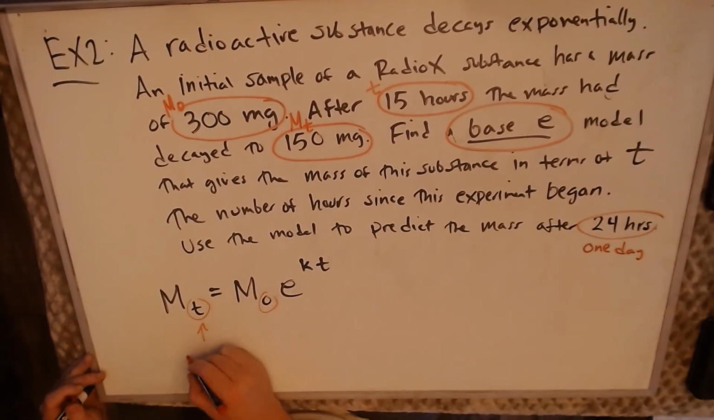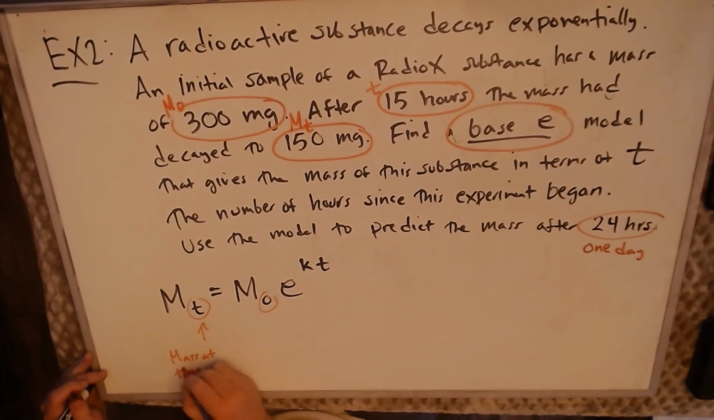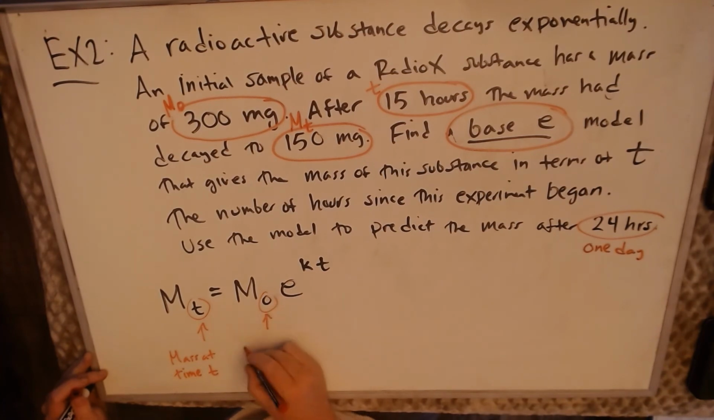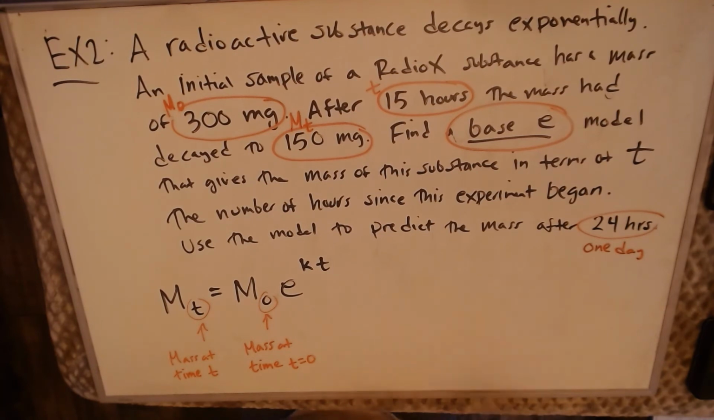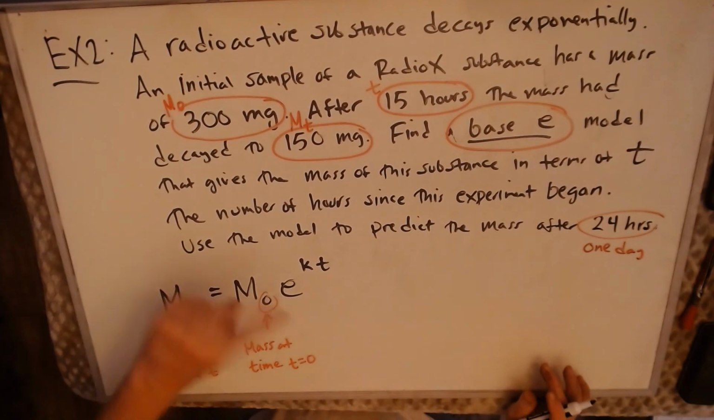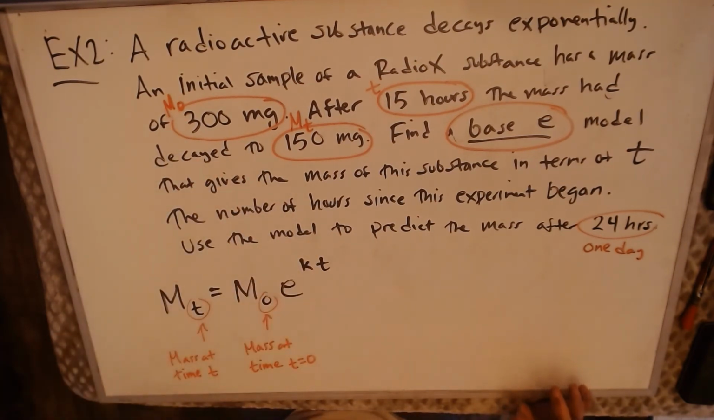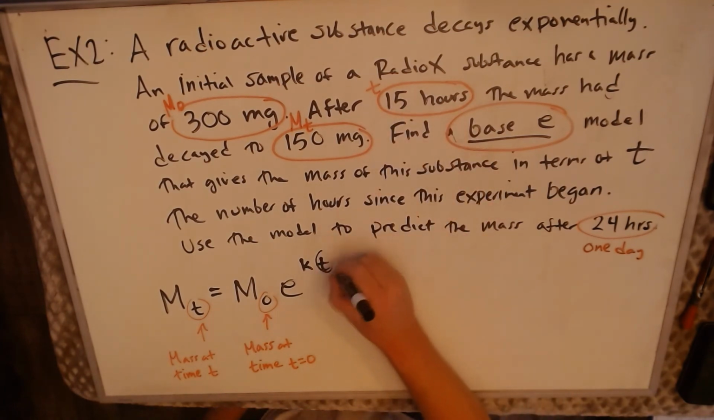This means mass at time t, and this means mass at time t equals 0. So the subscript notation is convenient for this type of problem. I could use the old A and C or other variables that we've seen in the past, but I'm trying to adapt my formula to the current situation. Okay, and then we have our time is 15 hours.